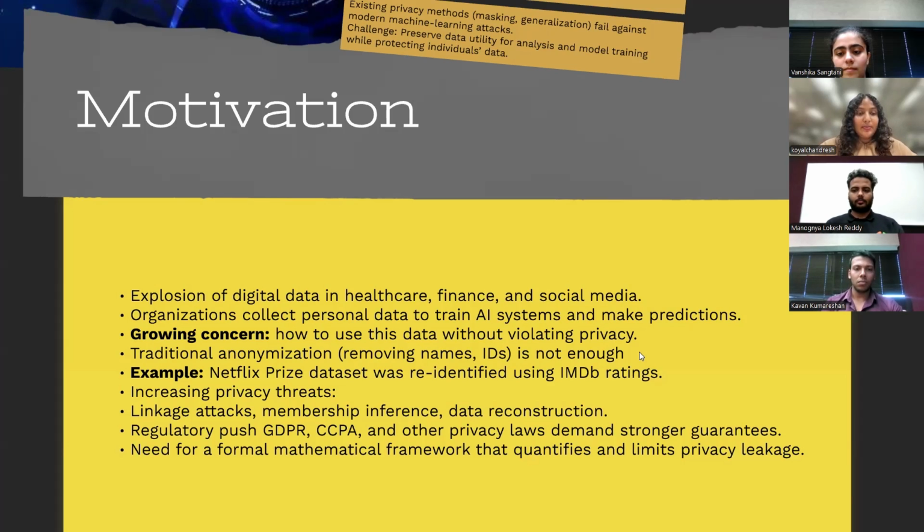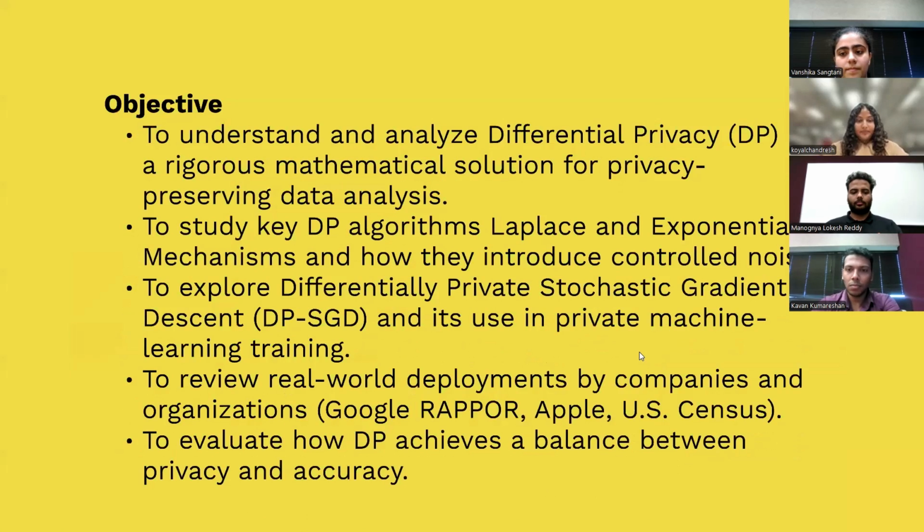To overcome these challenges, differential privacy, also called DP, was introduced by Cynthia Dwork and colleagues in 2006. Differential privacy provides a rigorous mathematical guarantee of privacy, which ensures that the output of analysis doesn't reveal significantly more information about any individual, even if an attacker knows almost everything else about the dataset. In simpler terms, the result of a differentially private algorithm should look almost the same whether or not a specific person's data is included. This makes it nearly impossible to infer personal details from the output.